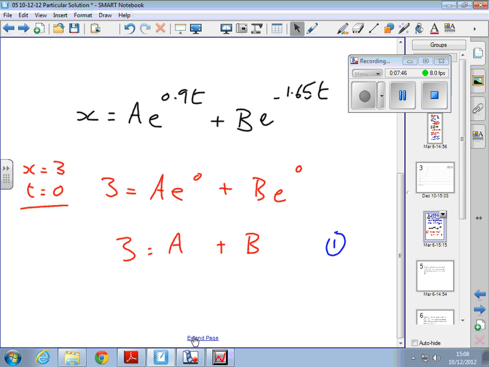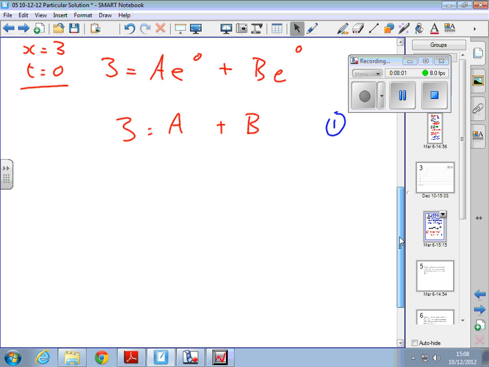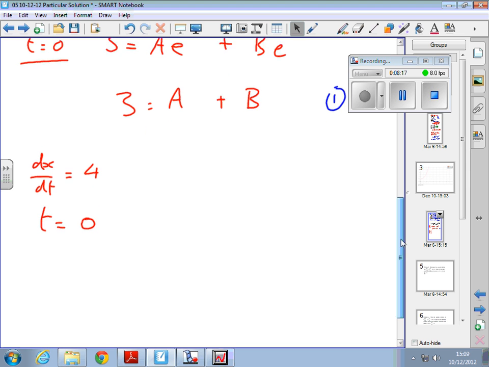Now, our secondary boundary condition is a little bit more complex. And when we get to more complicated functions where we've got combinations of exponential and sine functions, that's not quite so straightforward, as we'll see. However, what's our second condition? dx by dt equals 4, was it? When t equals 0. Yeah, 4.